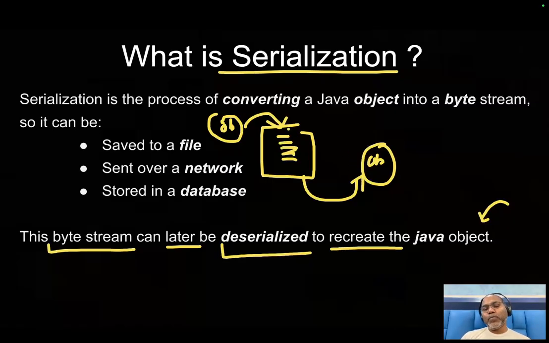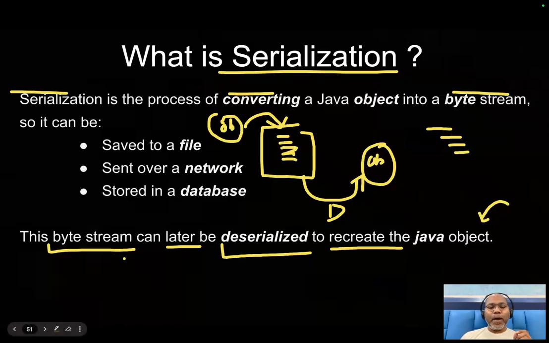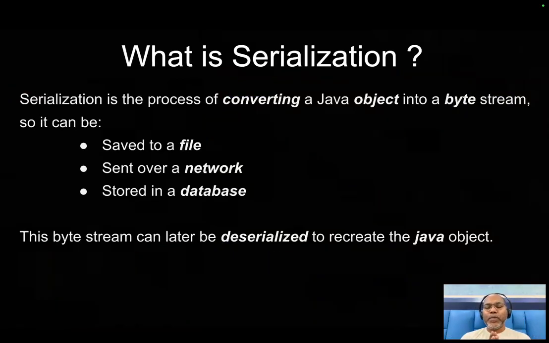While in the serialization process, the JVM is going to put all the information that is required during the deserialization process. In deserialization, it needs the class name, the field, the access modifier, everything, so that it can construct the object. So serialization is the process of converting a Java object to a byte stream, and the byte stream can later be deserialized to create the Java object again. This is the concept of serialization and deserialization.